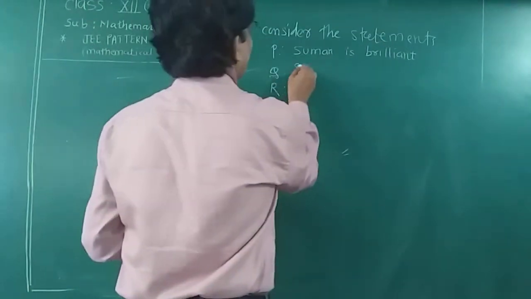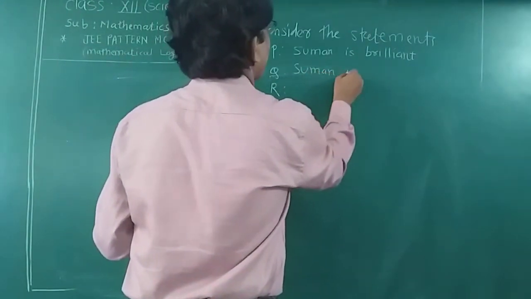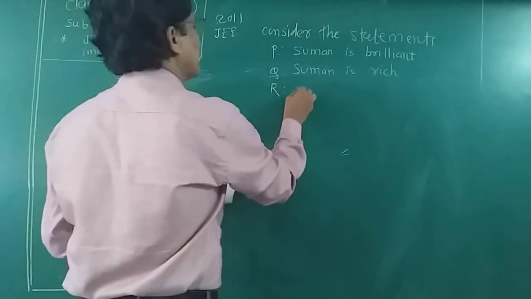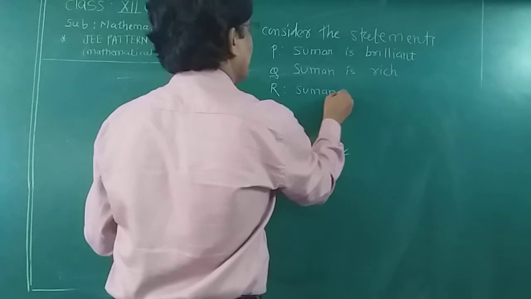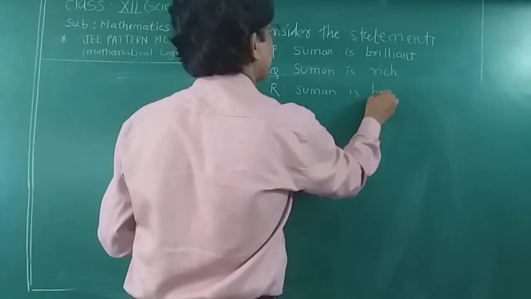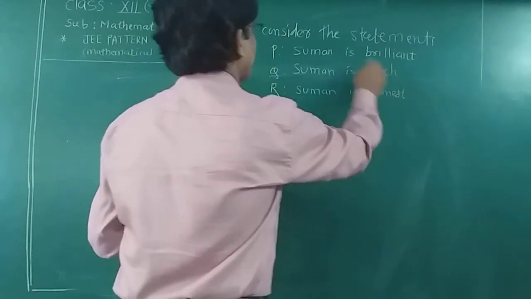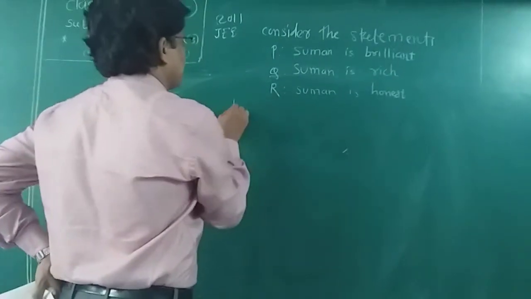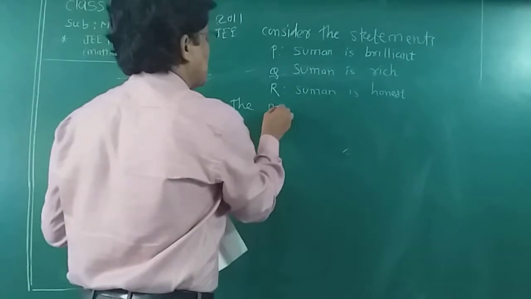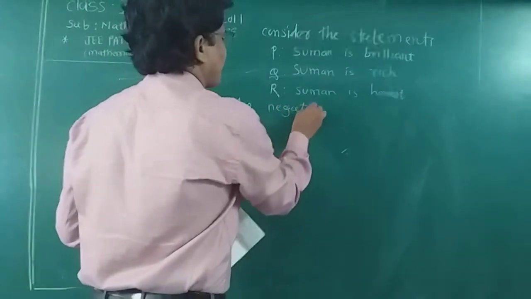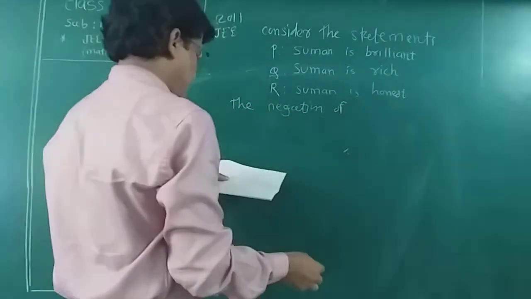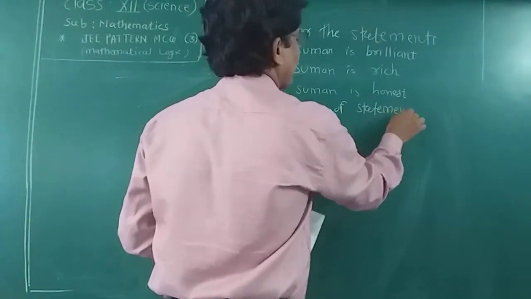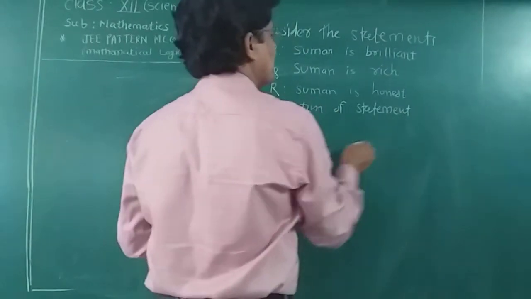Q: Suman is rich. And the third one, Suman is honest. The three statements are given, and the question is the negation of the statement.